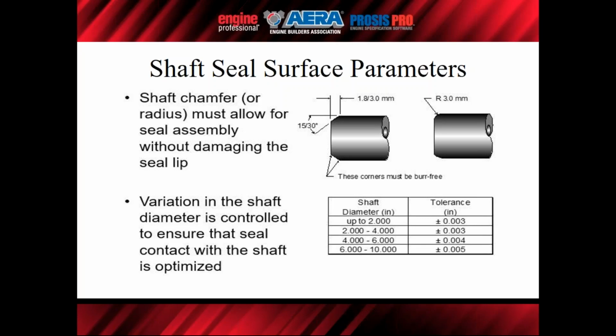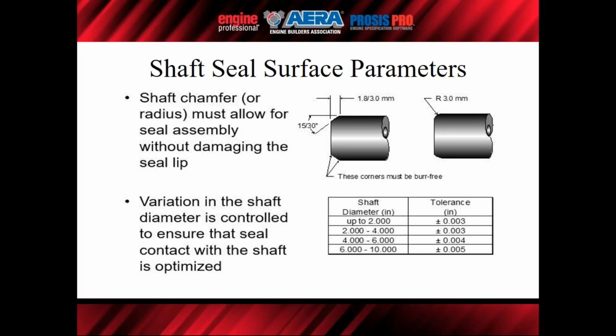Variation in the shaft diameter to ensure that you have optimum contact with the shaft seal. As you can see, there's a little table there. Again, for any of the members that would want to call in, we could be more than happy to share the RMA information or talk to your seal manufacturer and then share that information as well. But you see the tolerance is based on shaft diameter.